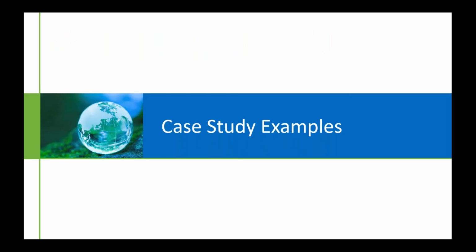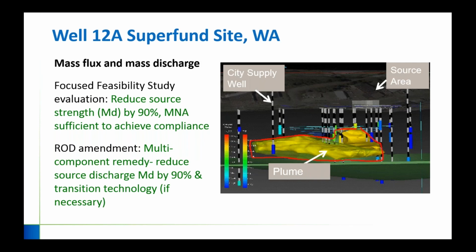All right, so that goes through the ITRC site characterization flowchart and process and how to update the CSM. Now I've got a couple of real world examples where we've gone through this process, at a couple of different scales of sites. We've got about 15 minutes left or so. This first site is in the Seattle area. It's actually in Tacoma, Washington. It's called the Well 12A site.